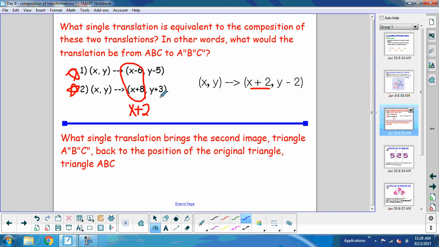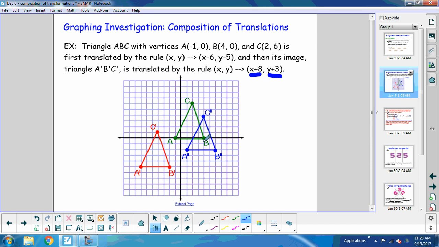Okay, now if I looked at my y's, again, just looking at the constants, it says minus 5 and plus 3. Well, that would net a negative 2, so that would be y minus 2. So then that's where we got this. All right, so this right here would be the rule to allow us to go from that original ABC triangle to A double prime, B double prime, C double prime triangle.